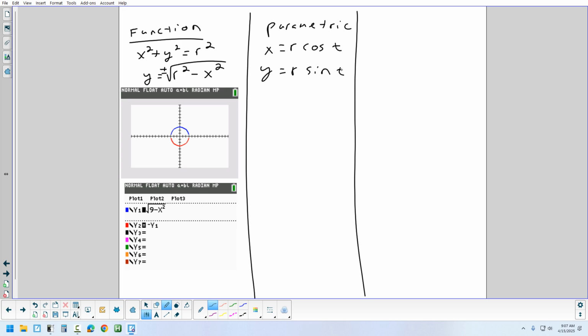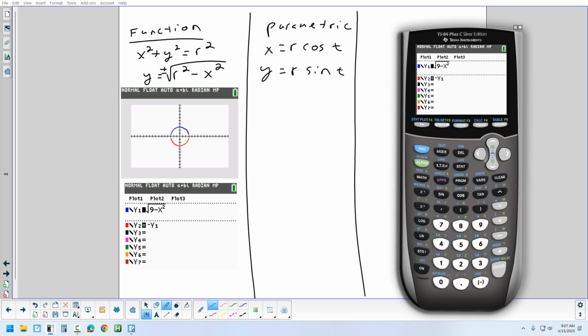Okay, and we're going to do it again for the same size circle. I'm going to do a circle of radius 3. So let's go to parametric. Go to y equals. Put in radius 3, 3 cosine t, and 3 sine t. All right, now I do have to set the window.